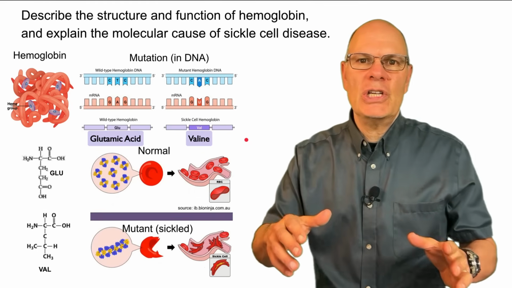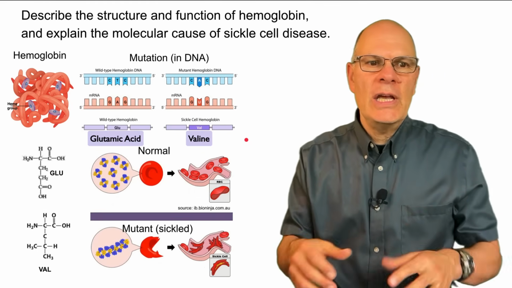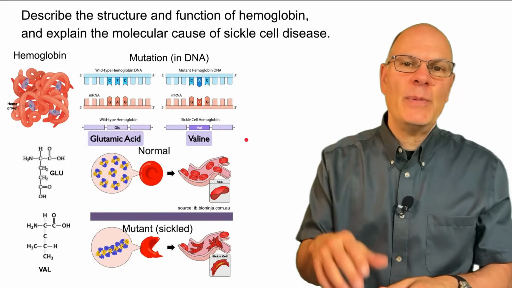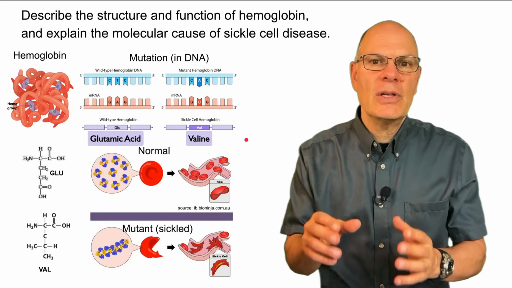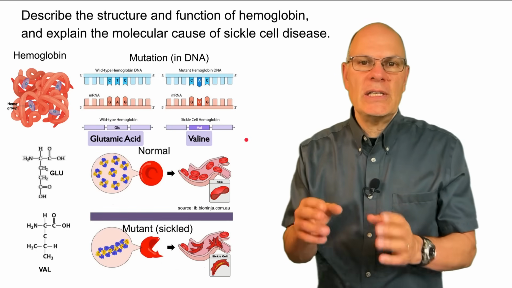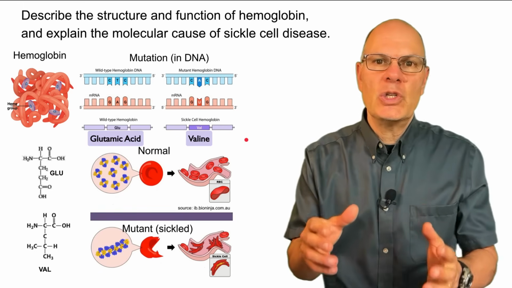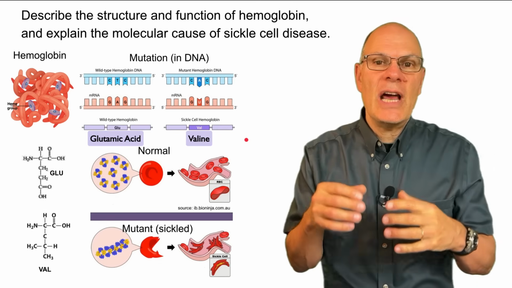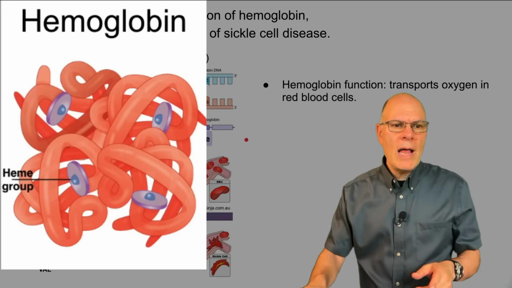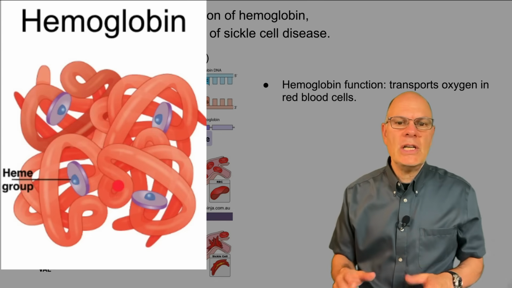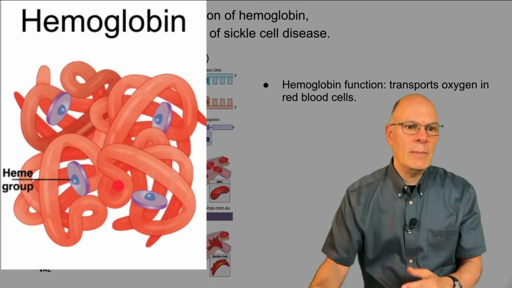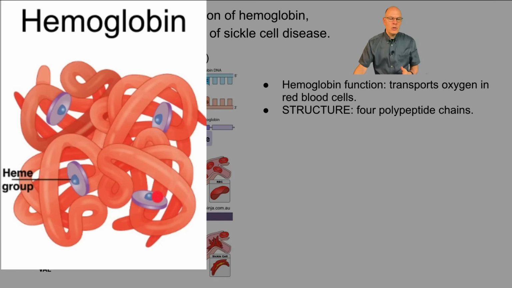An application of what we learned about proteins is this question: describe the structure and function of hemoglobin and explain the molecular cause of sickle cell disease. Sickle cell disease is an inherited blood disorder. It was one of the first molecular genetic diseases that was really well understood. The molecule in question here is hemoglobin. Its function is to transport oxygen in our red blood cells. The structure is a quaternary protein made of four polypeptide chains.